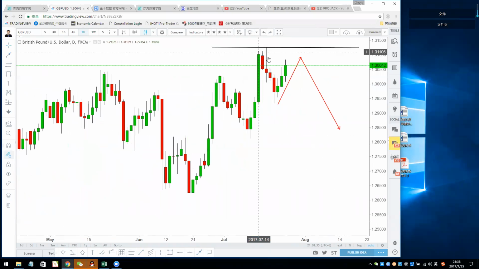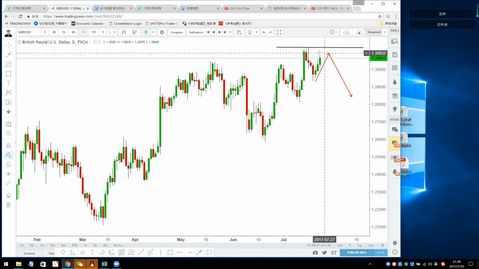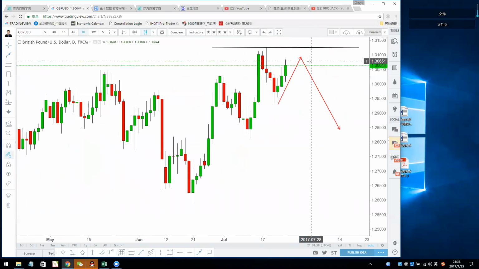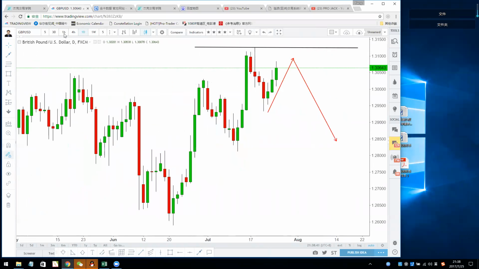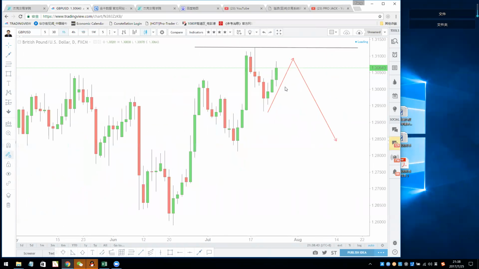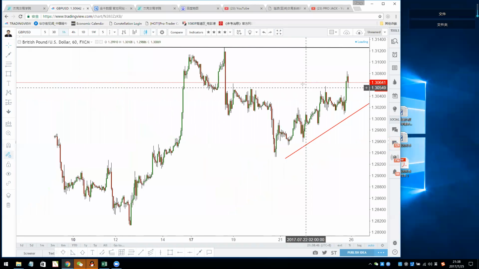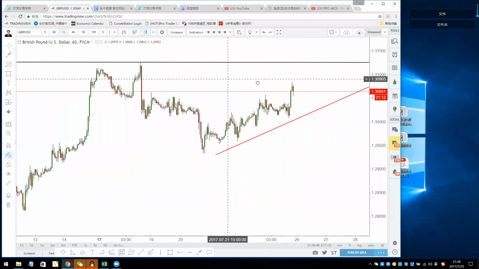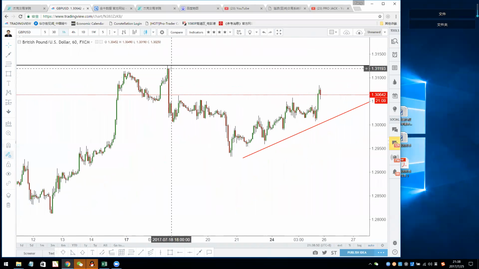Okay, so this area is a big potential reversal zone. We are using a 1 hour chart to find shorting opportunities. The basic reason is we don't think the GBP is going to break 1.3126.